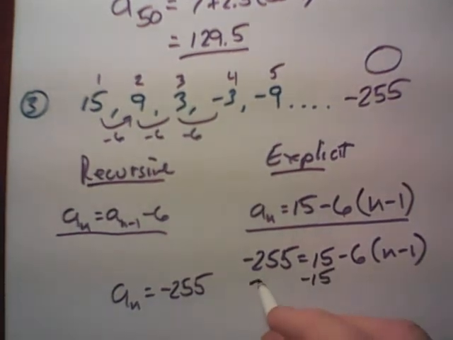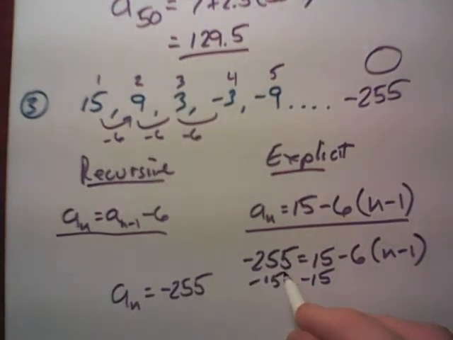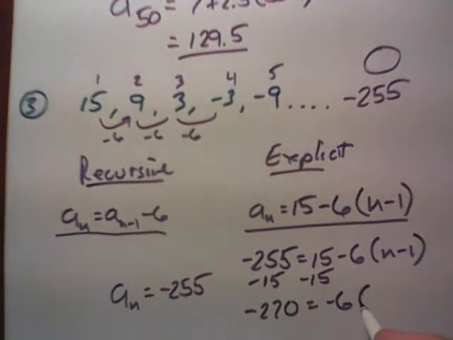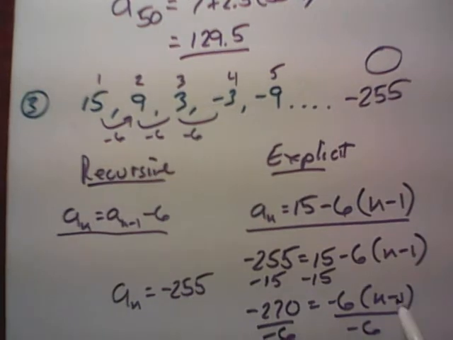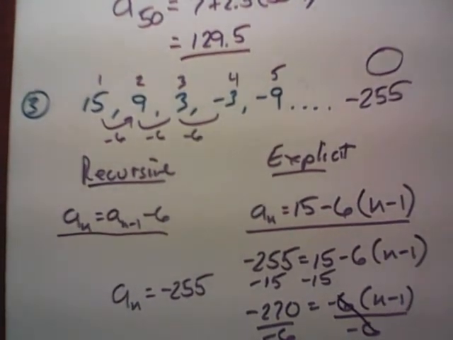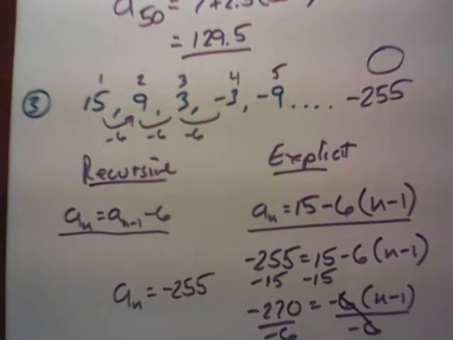Several ways we can do this. We could subtract 15 from both sides. Negative 255 minus 15 is negative 270. That equals negative 6 times n minus 1. I could distribute the negative 6, or I could simply divide both sides by negative 6. So n minus 1 is equal to negative 270 divided by negative 6.